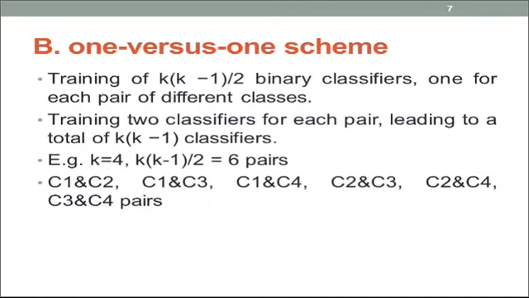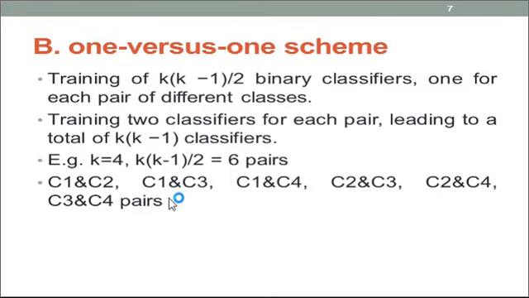Now, similarly for the one versus one scheme, we have to train k into k minus 1 divided by 2 binary classifiers, as we have to consider every pair of classes for classification. Here we train a classifier for each pair. So if we have k equal to 4 classes, then we need 6 classifiers: one for C1 C2, then C1 C3, C1 C4, C2 C3, C2 C4 and C3 C4 pairs.